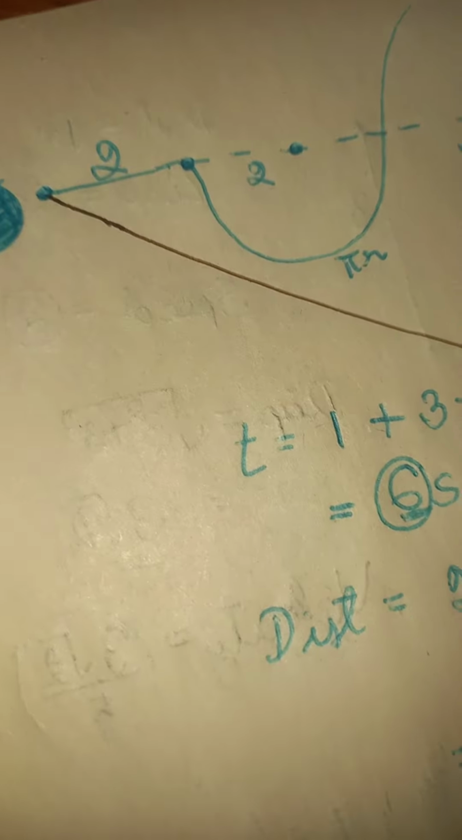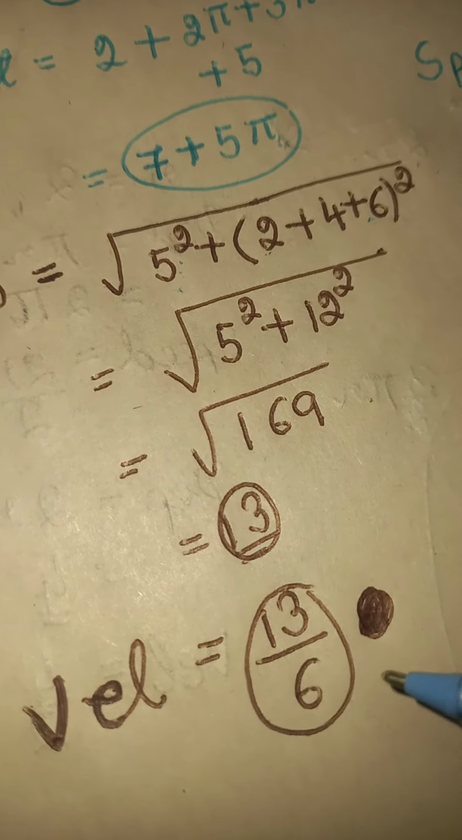So this time Piko, the penguin, has traveled with a huge velocity of 13 by 6 units.